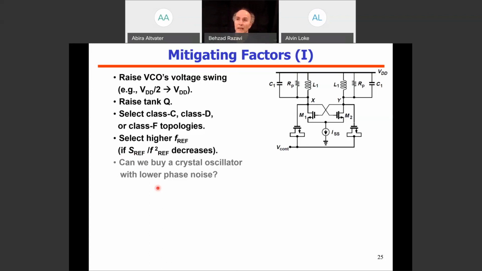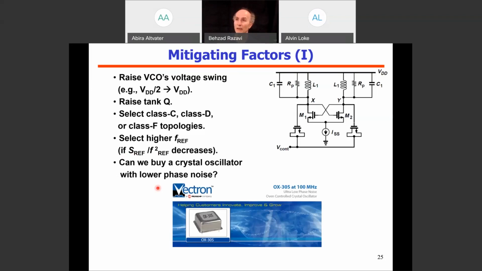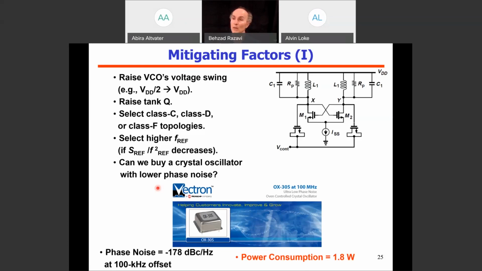And can we buy a crystal oscillator that has a phase noise lower than minus 170 dBc per hertz? Yes, so here's one you can buy from Vectron. This 100 megahertz crystal oscillator provides a phase noise of minus 178 dBc per hertz at 100 kilohertz offset. So that's encouraging. It improves our situation dramatically. But then the problem is that this crystal oscillator consumes 1.8 watts. So again, it becomes an optimization problem.